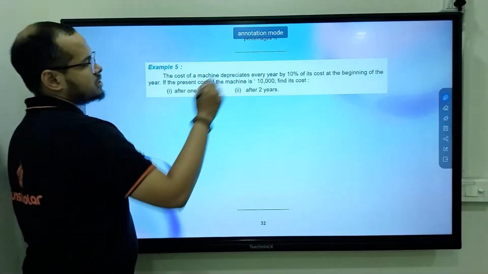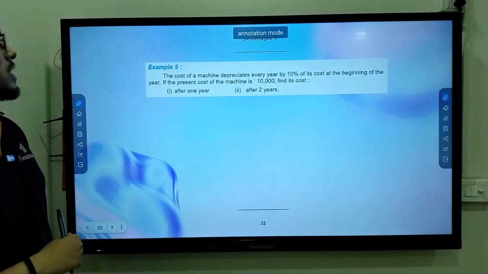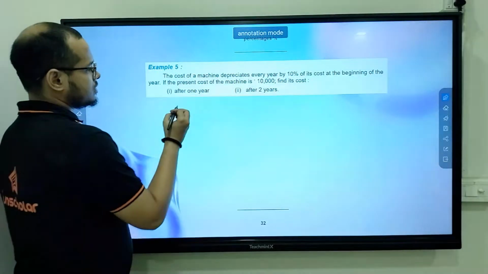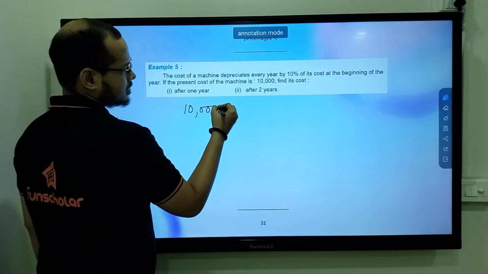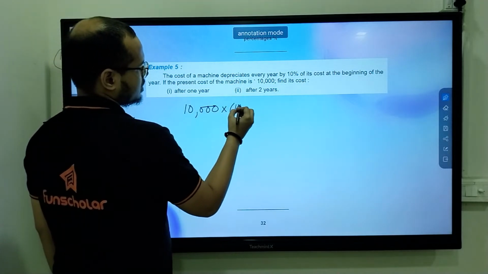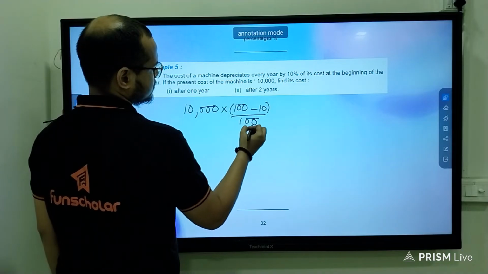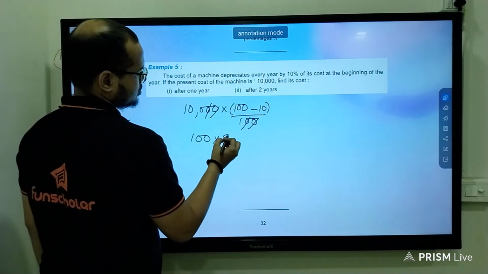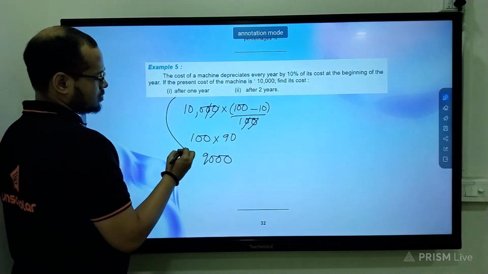Now, the cost of a machine depreciates every year by 10% of its cost at the beginning of the year. If the present cost of the machine is 10,000, find its cost after 1 year and after 2 years. So first, after 1 year, it will be 100 minus 10 by 100, zeros gone. So 100 into 90, 9,000. So this is after 1 year.